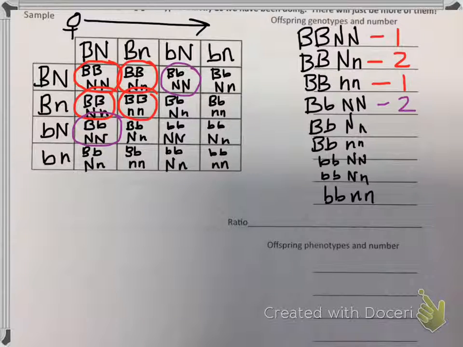What about homozygous for both traits? 1, 2, 3, 4. What about heterozygous eye color, homozygous recessive for nose color? I see 1, 2. So we got 1, 2, 1, 2, 4, 2. If you were a betting kind of person, what would you bet the ratio on those last three is going to be?